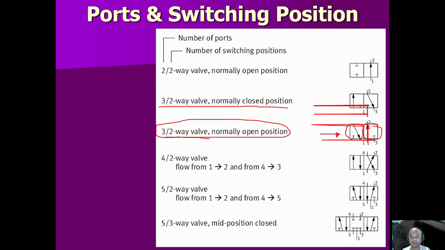Next we have five ports, one, two, three, four, five. So five ports and two positions, so five two-way valve. Next we have the five three-way valve, which has five ports and then three positions. Okay, and the mid position or the neutral position is closed. As you can see, there is no flow, there is no arrow.